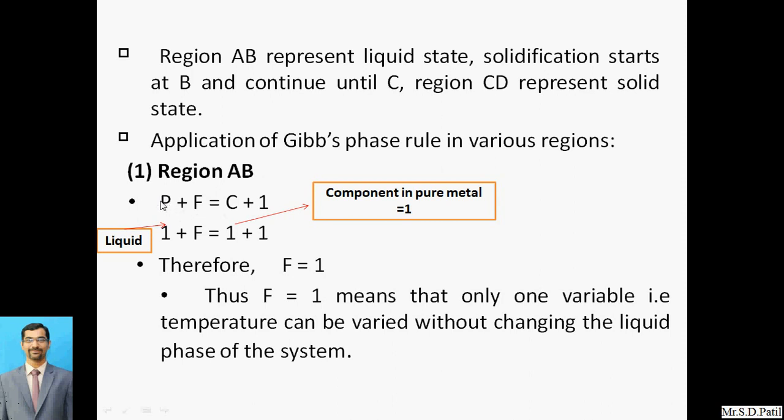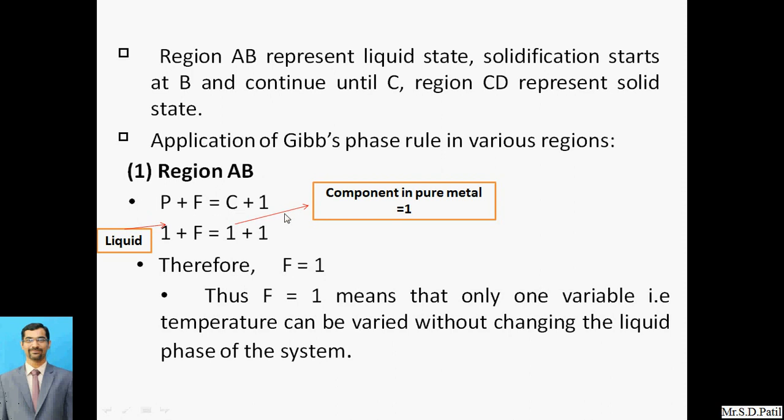P stands for the phase. F stands for the degree of freedom, as we have seen. So the Gibbs phase rule is P plus F is equal to C plus 2. But since pressure is taken as constant, and many researchers have modified it, it becomes P plus F is equal to C plus 1.